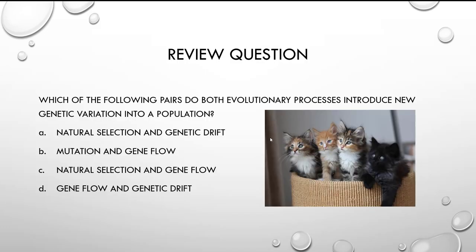Here's another review question. Which of the following pairs do both evolutionary processes introduce new genetic variation into a population? Is it A, natural selection and genetic drift? B, mutation and gene flow? C, natural selection and gene flow? Or D, gene flow and genetic drift? So which of these introduce new genetic variation?